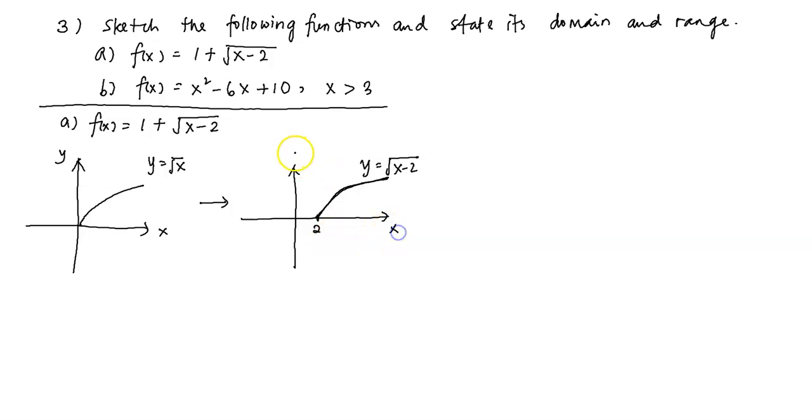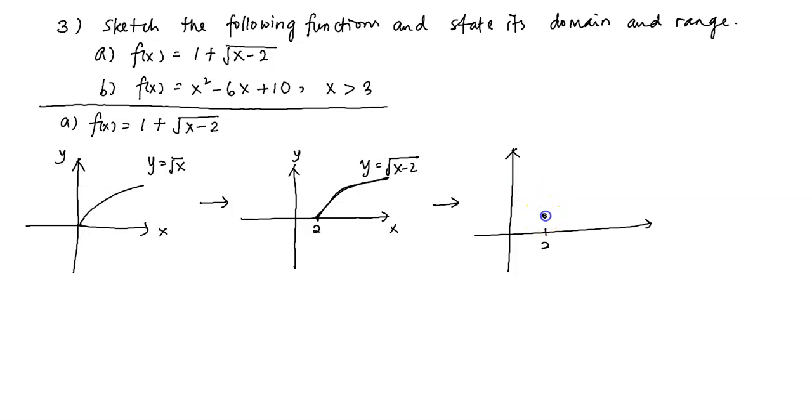After that, I look at the function given. They do not only want the square root of x minus 2; after you have the square root of x minus 2, you need to add 1, meaning that your graph will now be shifted upwards by 1 unit. So now your graph becomes like this. From the original 2 over here, this is the reference point maybe. Then after that, you shift 1 unit upwards.